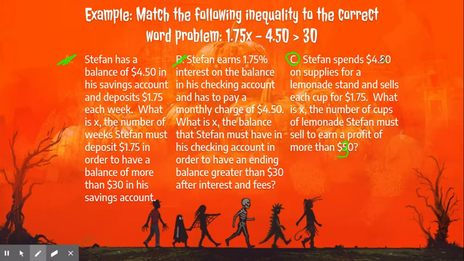Stefan spends $4.50 on supplies for a lemonade stand. If I spend money, that means money is getting taken away from me, so that should be subtracted, minus $4.50. And then he sells each cup for $1.75, so each cup for $1.75, 1.75x. What is x, the number of cups of lemonade Stefan must sell to earn a profit of more than $30? More than, so that's my greater than symbol. And that's why that should be 30.